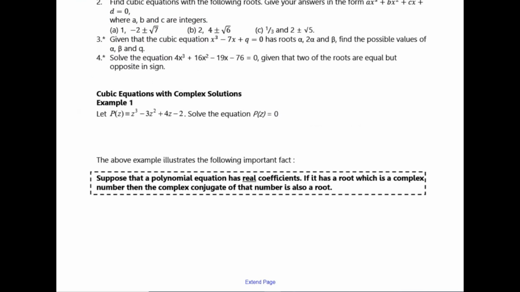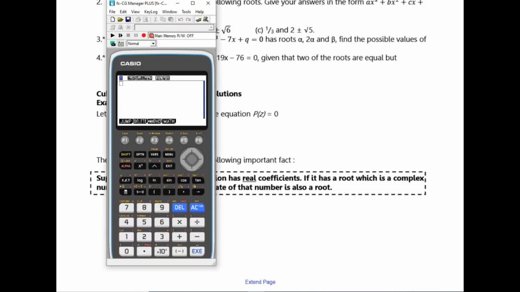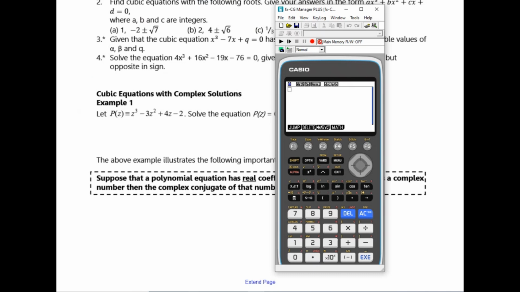Now, similar to quadratics, for a cubic, if you find that one of the roots is complex, one of the other roots will be the complex conjugate of that. But for cubic equations, they should have 3 roots. If you were to solve this equation in your calculator, put in z cubed minus 3z squared plus 4z minus 2. We'll get 3 solutions. We get 1, 1 plus i, and 1 minus i.